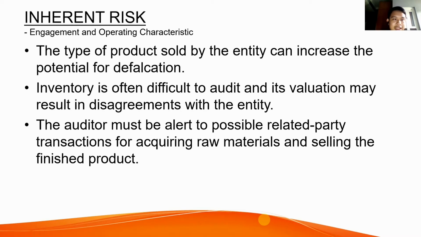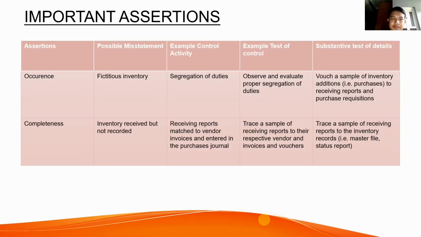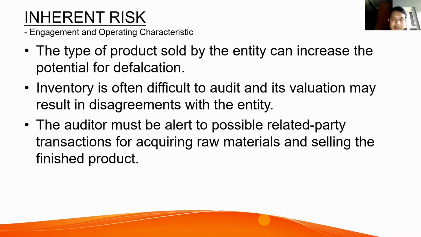Okay, for the engagement and operating characteristics, the type of product sold by the entity can increase the potential for defalcation. Inventory is often difficult to audit and its valuation may result in disagreement with the entity. The auditor must be alert to possible related party transactions for acquiring raw materials and selling the finished product. Okay, that's all.